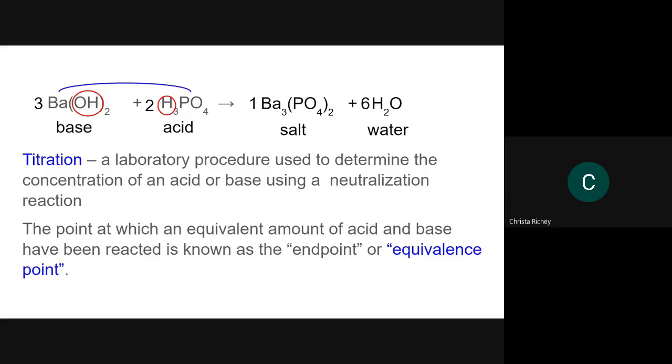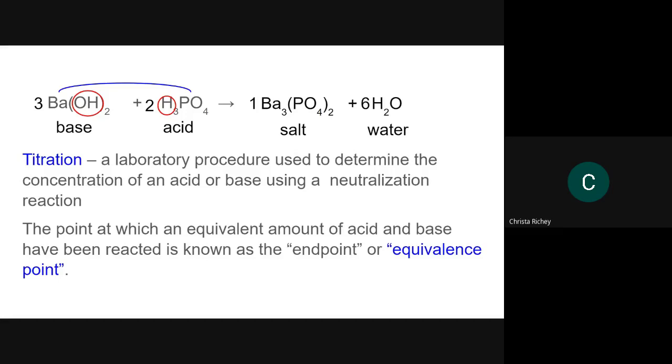You're going to have a known concentration of acid and an unknown concentration of the base. And you're going to put something called phenolphthalein in with the stuff that you're titrating into. So you've got the known acid in the Erlenmeyer, and you're going to put the unknown concentration of the base into the burette.